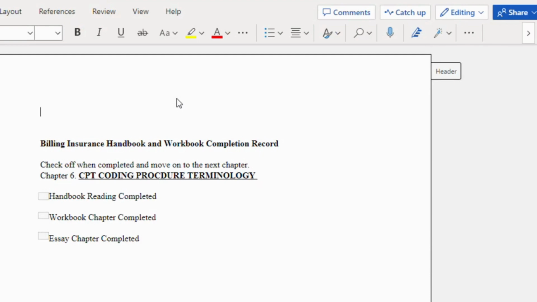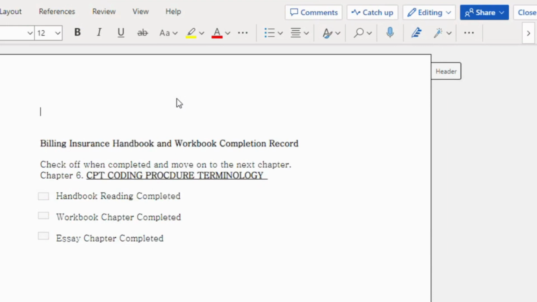I think it's a heading on it. It's just not having loaded everything. But in retrospect to this, it says billing insurance handbook and workbook completion. This is just a record that lets you know what is finished. So handbook reading. Yep, I finished with my reading. Workbook chapter. I finished with my workbook chapter. I'm checking that off. And I did my essay. Okay. So that's what this is. It's just a record. It's just not loading all the way in here, but this is what it is.